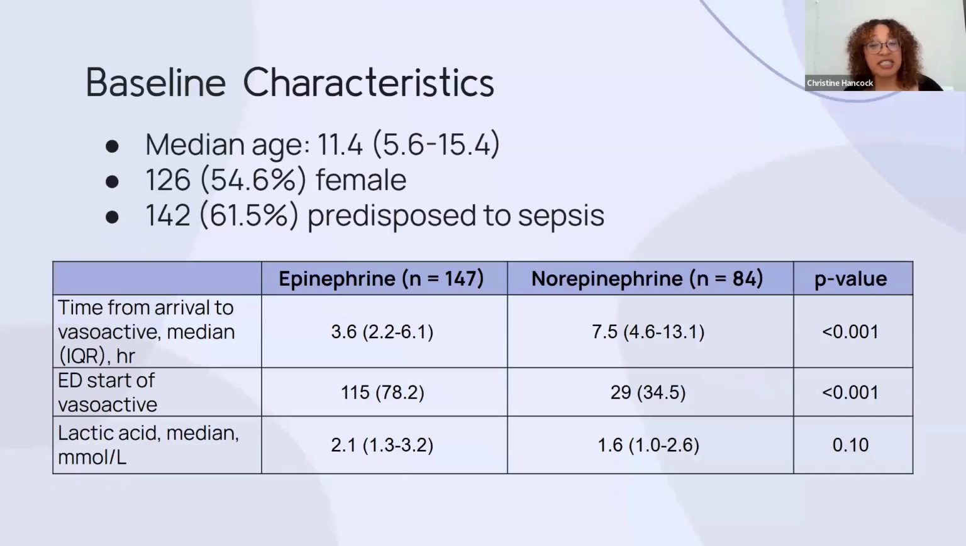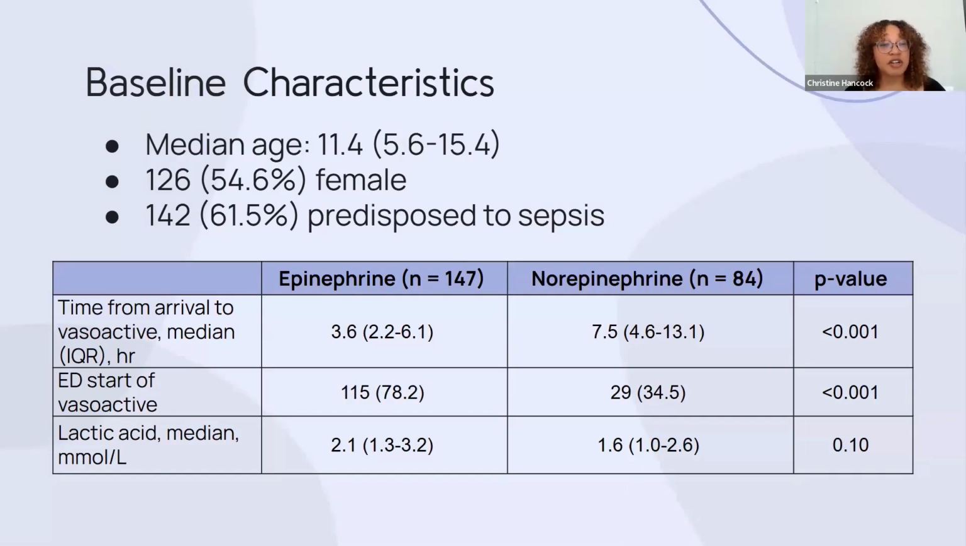And so going over the results, we'll first talk about the baseline characteristics. And so in terms of their median age was 11.4, 54.6% were female, and 61.5% were predisposed to sepsis. And so some other things that I wanted to pull out from the baseline characteristics were the time from arrival to vasoactive initiation in hours. And so you'll see for the epinephrine group, it took 3.6 hours versus a norepinephrine group was 7.5 hours. And so it was longer to start norepinephrine, and this was a statistically significant difference.